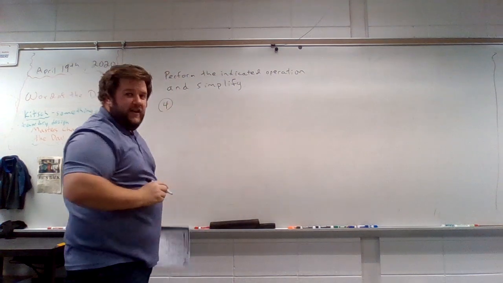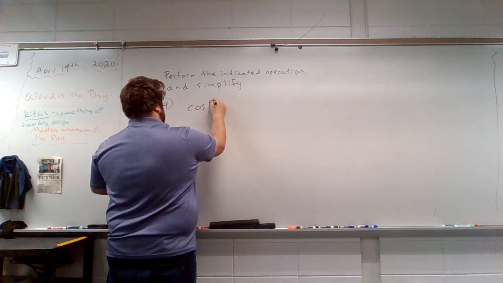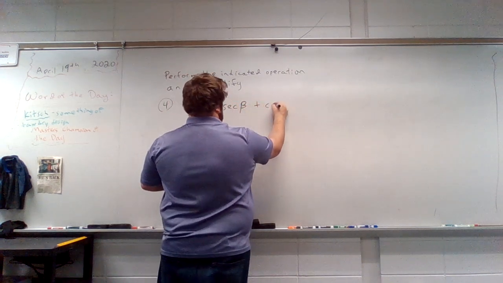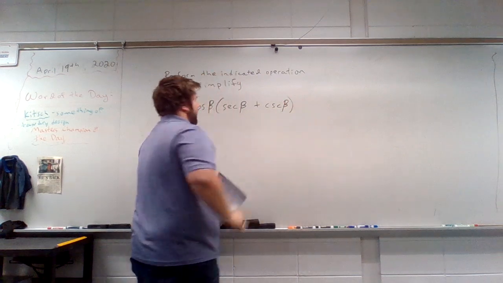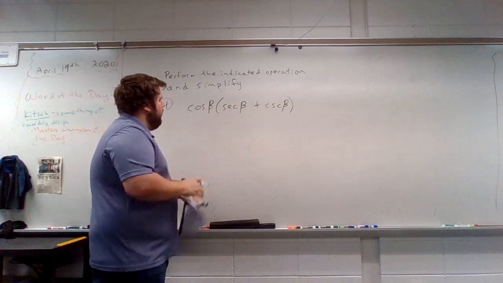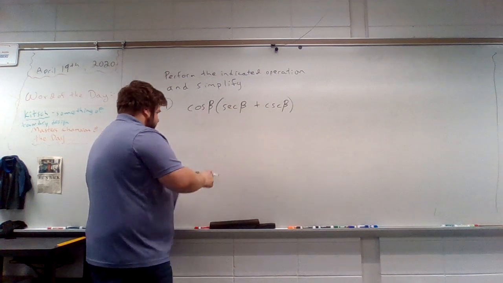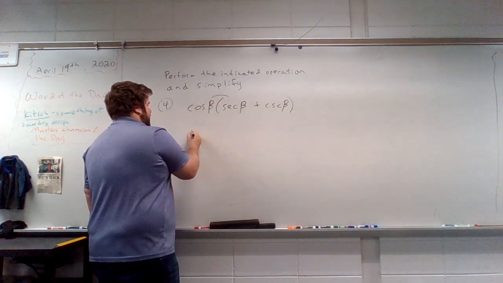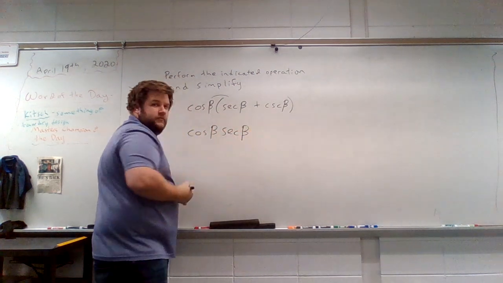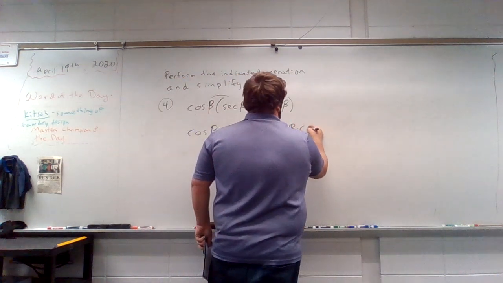This says perform the indicated operation and simplify. So this one we have cosine beta times secant beta plus cosecant beta. Okay. So perform the indicated operation. I would say the indicated operation is probably to distribute first, right? So we would distribute, and I would have cosine beta times secant beta and plus cosine beta times cosecant beta.